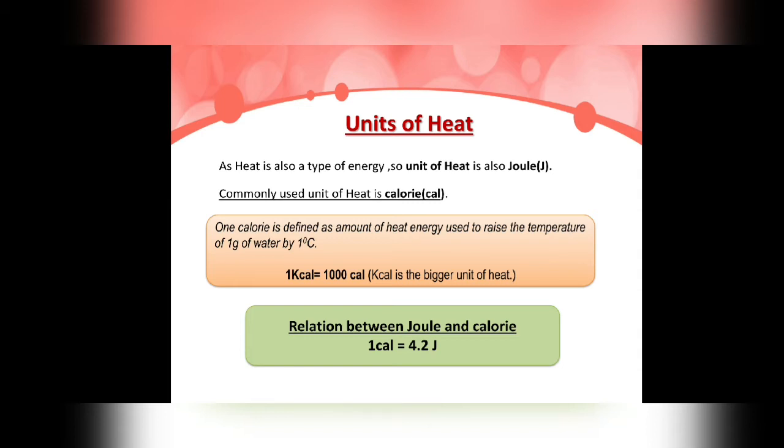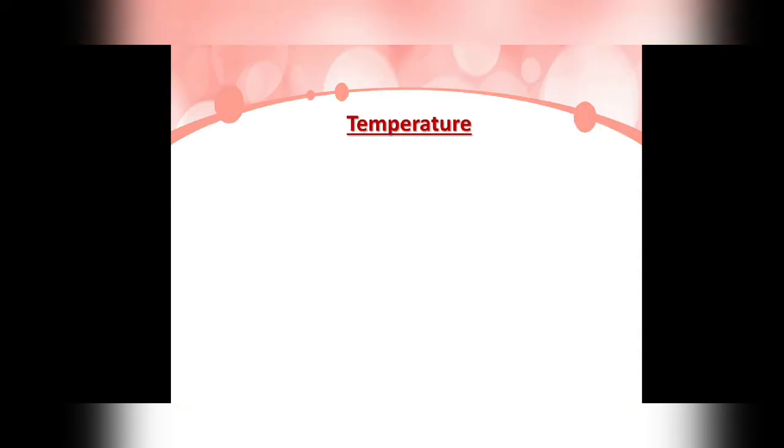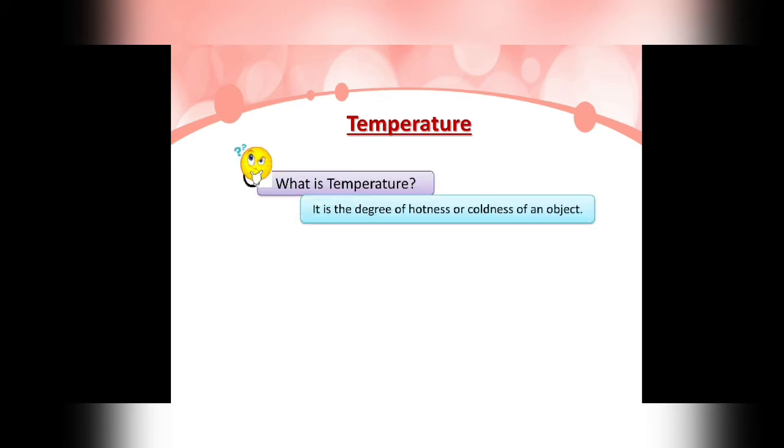Next we have temperature. Let's learn about what is temperature. Temperature we have already learned in the last class also, 6th standard also. It is the degree of hotness or coldness of an object. It tells us how hot an object is or how cold an object is. We know when something is heated, it becomes hot, and if it is frozen, it becomes cold, right?